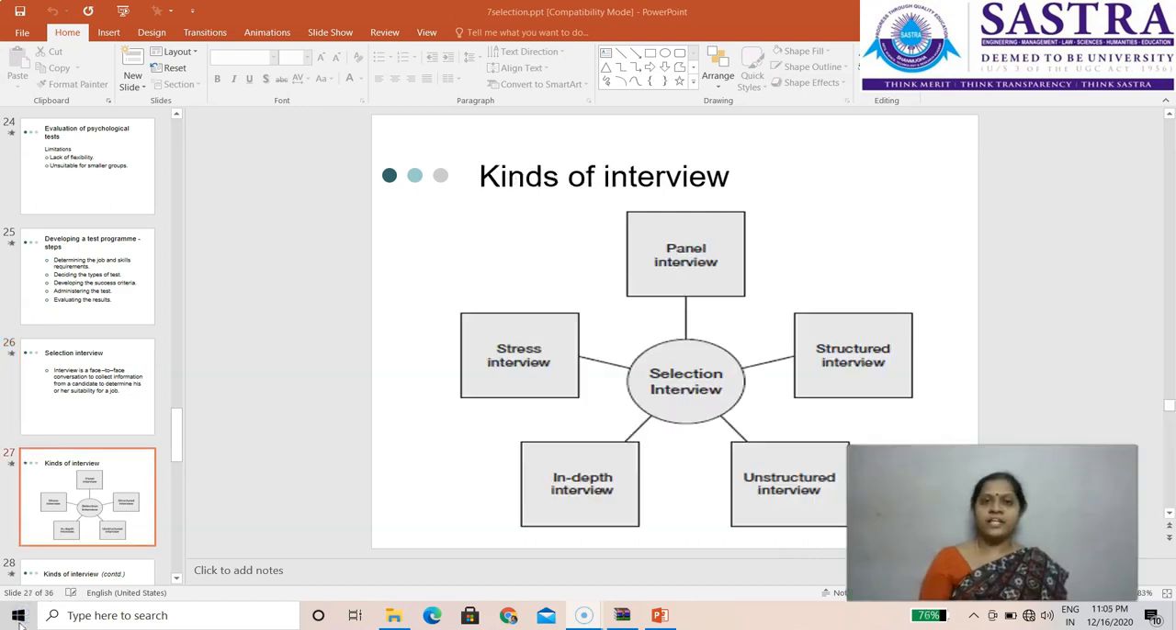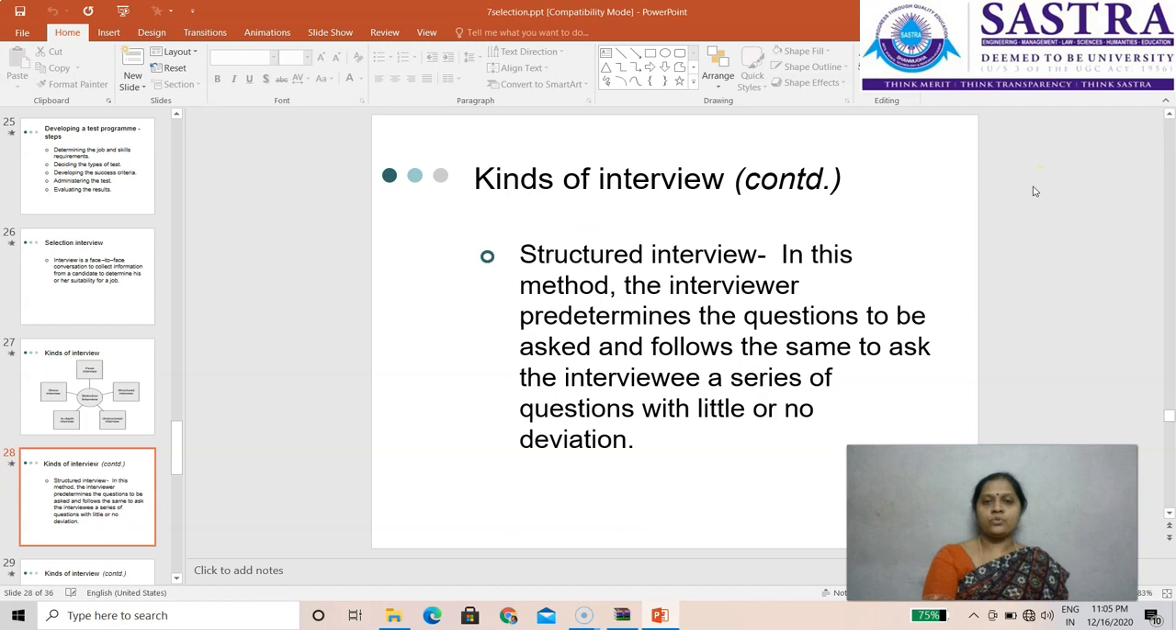Here in this selection interview, we have different kinds of interviews which the interviewer can choose. These are some of the interview methods. First one is panel interview, then structured interview, unstructured interview, in-depth interview, and stress interview. So we'll see what these interview types are in detail. The first one is structured interview.